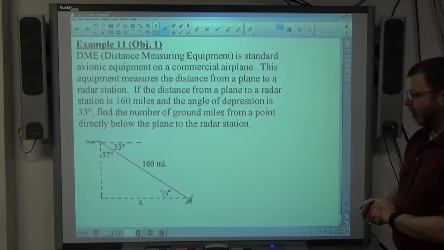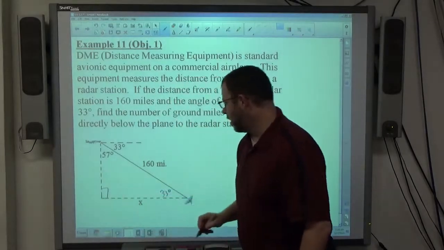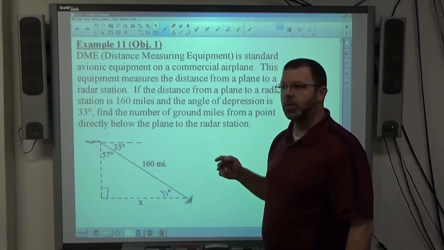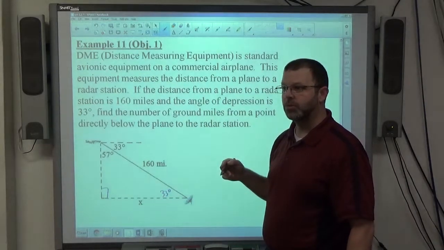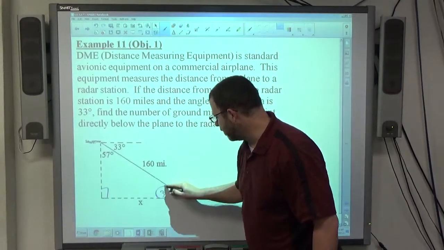So I've got a triangle drawn here. I've got two acute angles I can work with. I've got my right angle down here in the corner. I got to pick the acute angle I want to work with. Doesn't matter which one I choose. You guys want to go 57 or 33? 33. So we'll use this one down here in the corner.